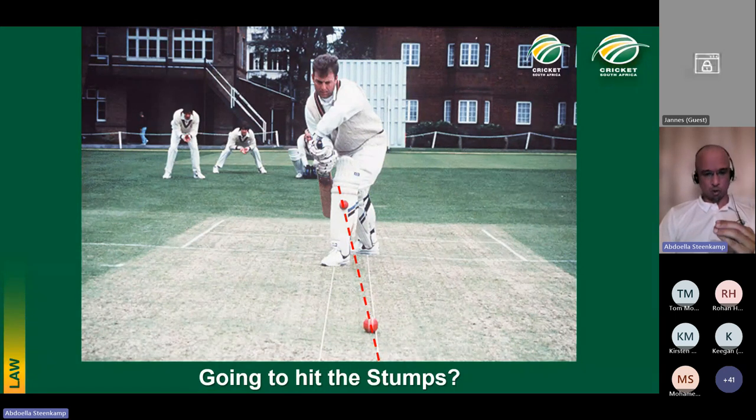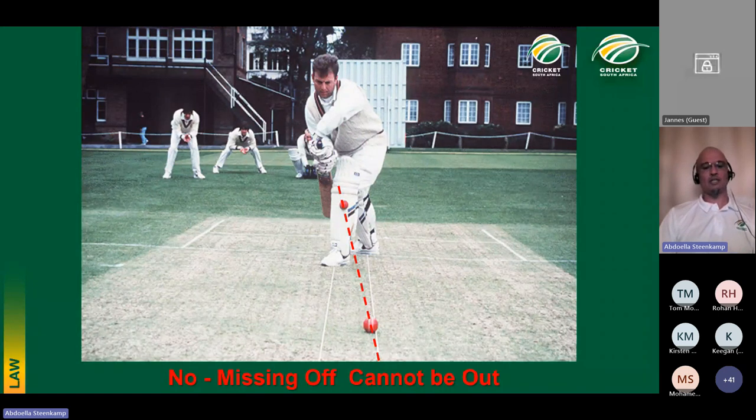So do you think this would have gone on to hit the stumps, looking at where it pitched, looking at the angle, looking at the traveling distance? I don't think this would have gone on to hit the stumps. I agree with this. I think this is missing off stump. So these are all the clues that you need to take into account when considering an LBW appeal.